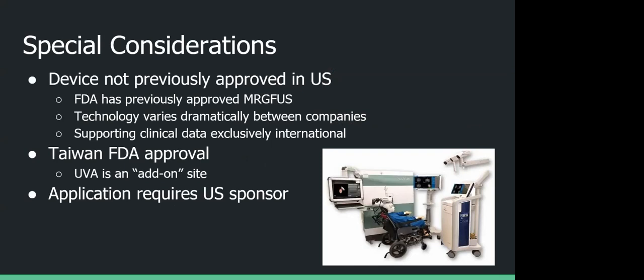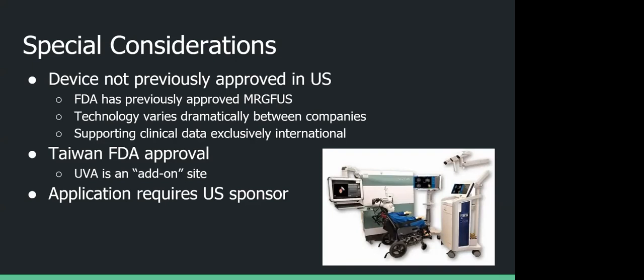The counter to that would be that the FDA has approved previous these devices. The problem, though, is that the technology varies so widely between companies. So while it is the same method of action, they're very different. So we can't guarantee that the FDA is going to come back and be like, yeah, it's fine, check. The other thing is that most of Navifus' clinical trials are all from Taiwan. And so it's unclear how much supporting data from Taiwan and international is going to weigh for the FDA as opposed to having a blood-brain barrier opening study in the US, like InSightec did.